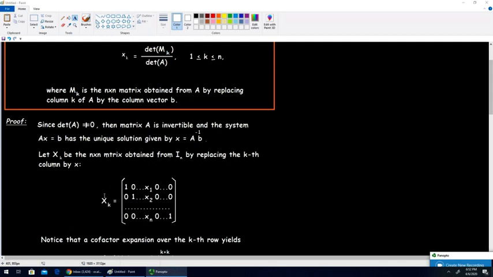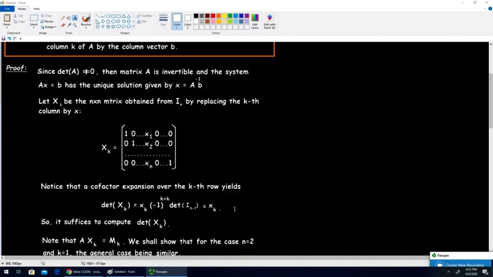Now we notice that the determinant of Xk is computable using the cofactor expansion over the kth row. So if somewhere here is the kth row, it has only one entry which is different than 0, and that's xk. All the other entries are equal to 0. So using that cofactor expansion, it is xk times the cofactor of xk.